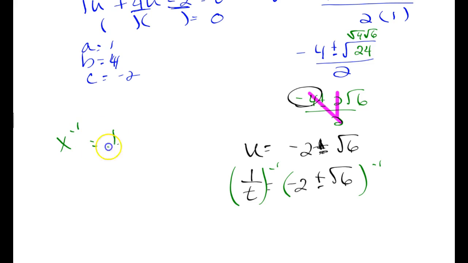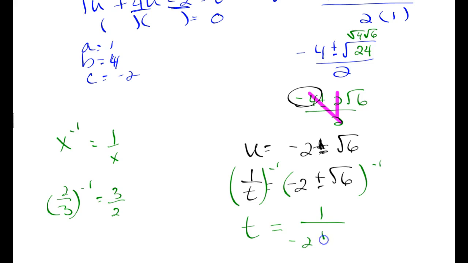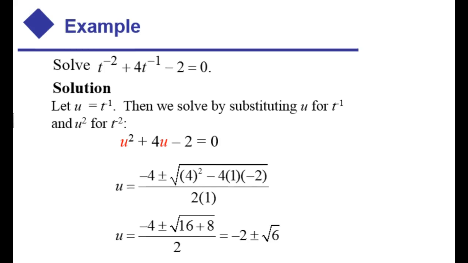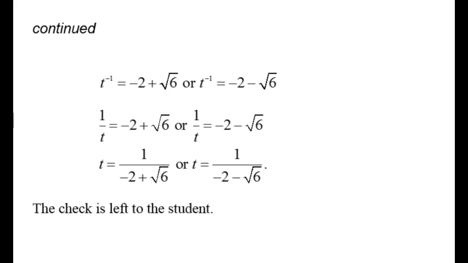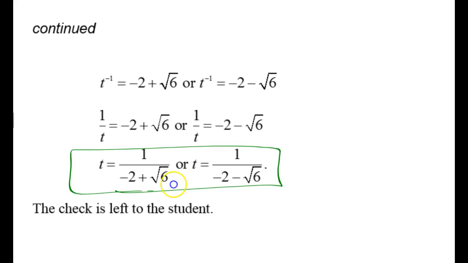x to the negative first says take the reciprocal. Remember, 2/3 to the negative first is the reciprocal, which is 3/2. So the reciprocal of 1 over t is just t, which is really what I wanted to solve for. And the reciprocal of junk is 1 over junk. So there's my final solution for t. And here's how the author chose to solve for it. Remember, this is the value of u, so you're not done. You need to go back and actually solve it for t.